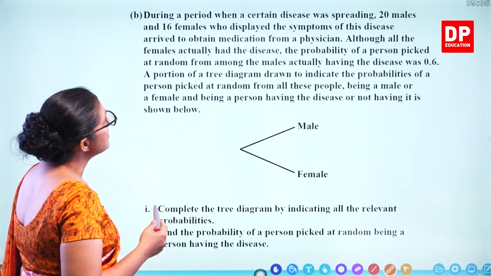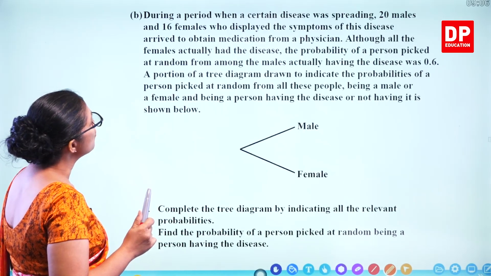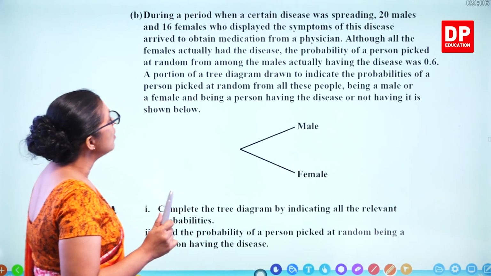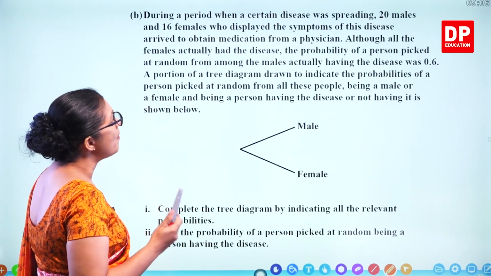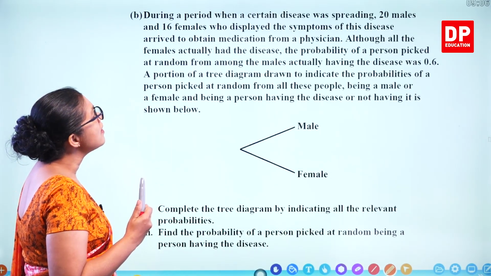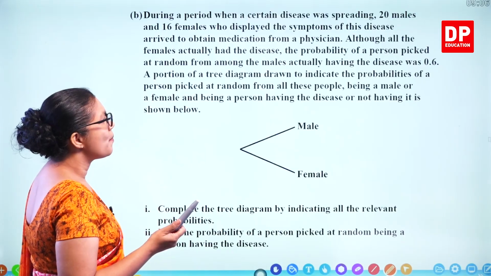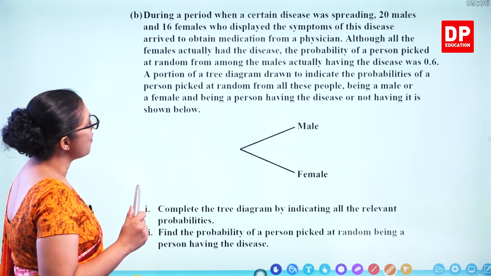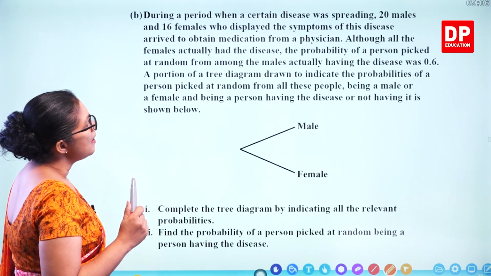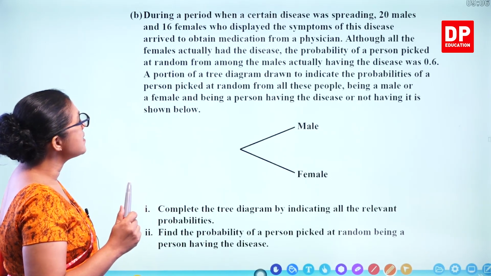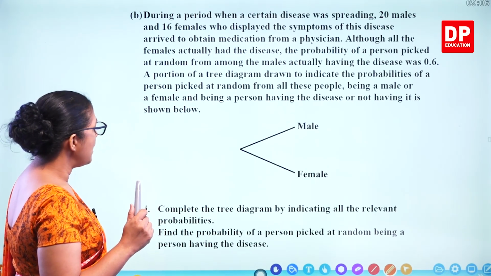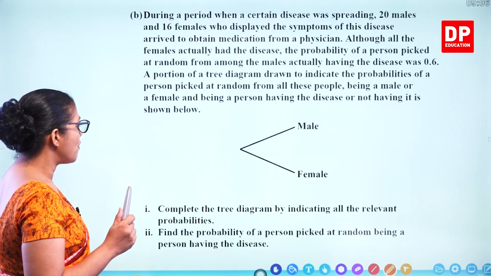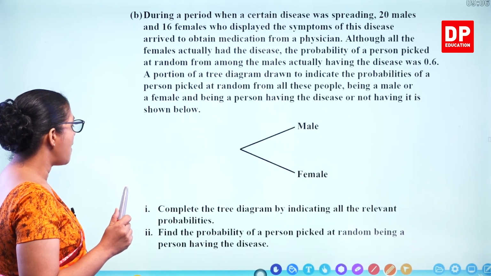During a period when a certain disease was spreading, 20 males and 16 females who displayed the symptoms of the disease arrived to obtain medication from a physician. Although all the females actually had the disease, the probability of a person picked at random from among the males actually having the disease was 0.6. A portion of a tree diagram drawn to indicate the probability of a person picked at random from all these people being a male or a female and being a person having the disease or not having it is shown below. Complete the tree diagram by indicating all the relevant probabilities. Find the probability of a person picked at random being a person having the disease.